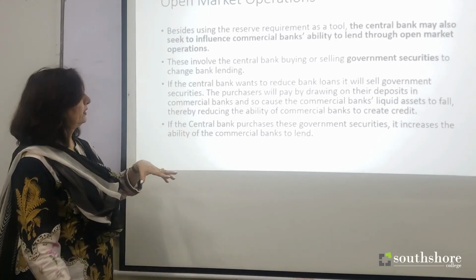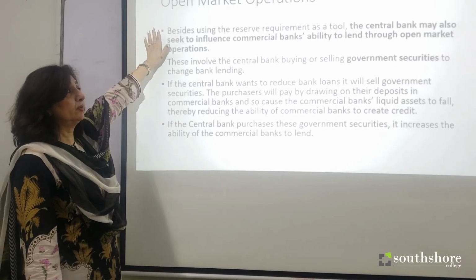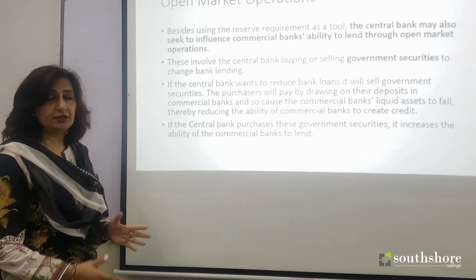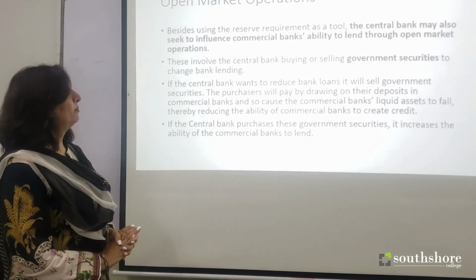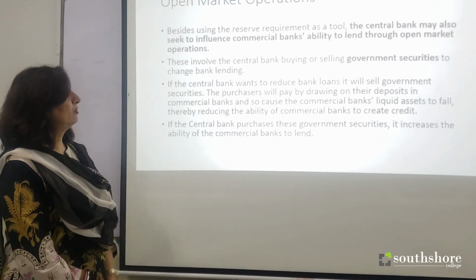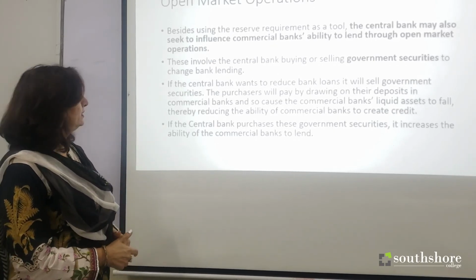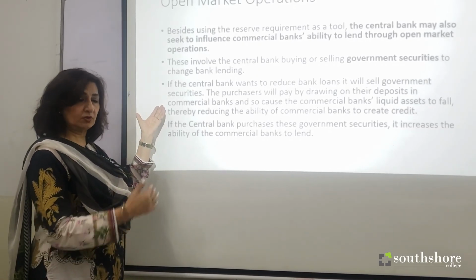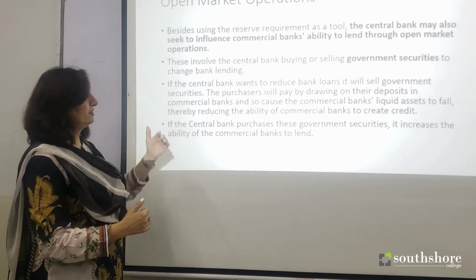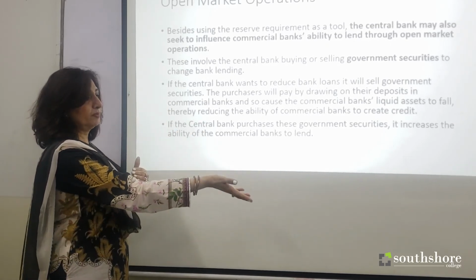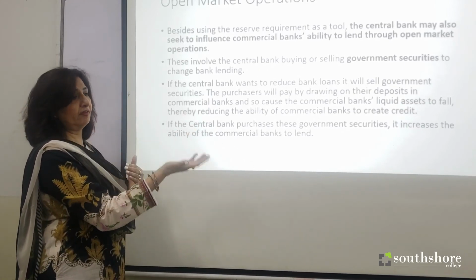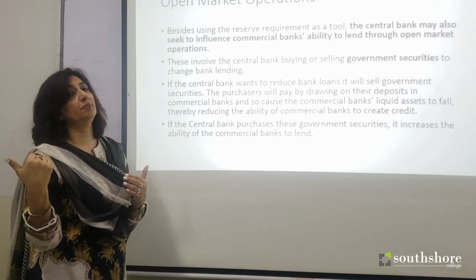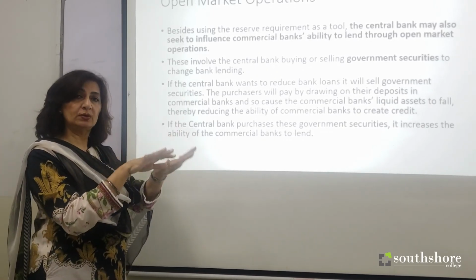I'll just read this through very quickly. Besides using the reserve requirement as a tool, the central bank may also seek to influence the commercial banks' ability to lend through open market operations. These involve the central bank buying or selling government securities to change bank lending. If the central bank wants to reduce bank loans, wants money supply to go down, what will it do? It will sell the government securities. So the security passes to the people and they pay by giving the central bank a check. And the central bank collects this check, so in a way the operational balances of the commercial banks go down and their ability to create credit goes down.